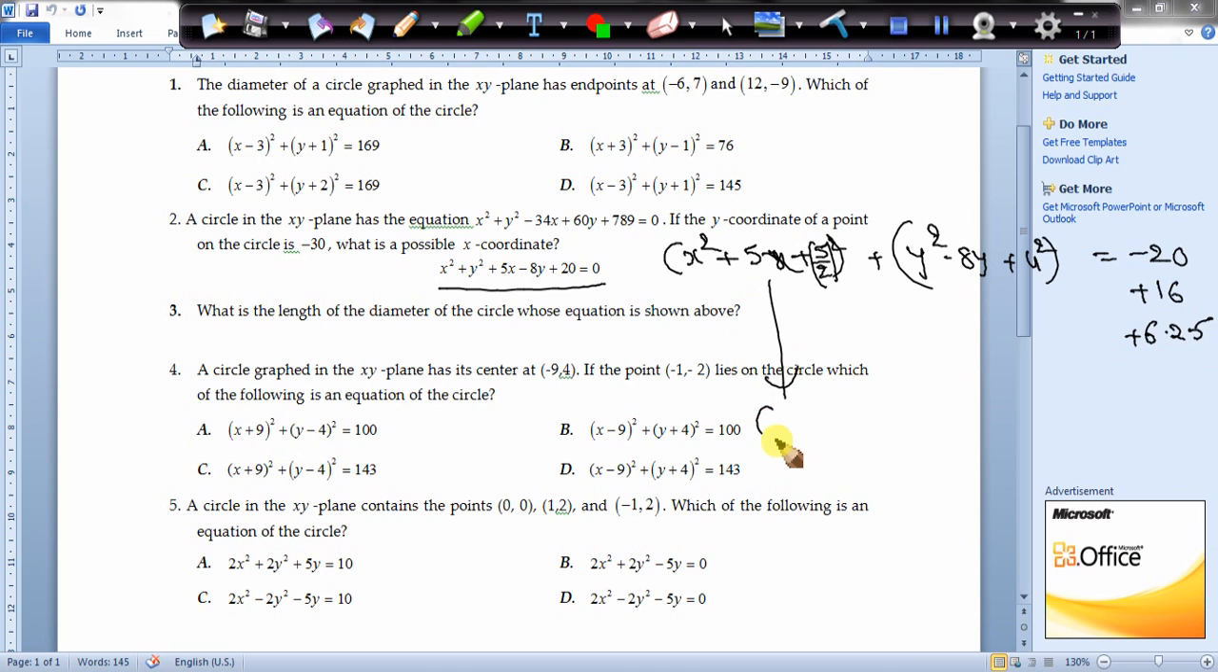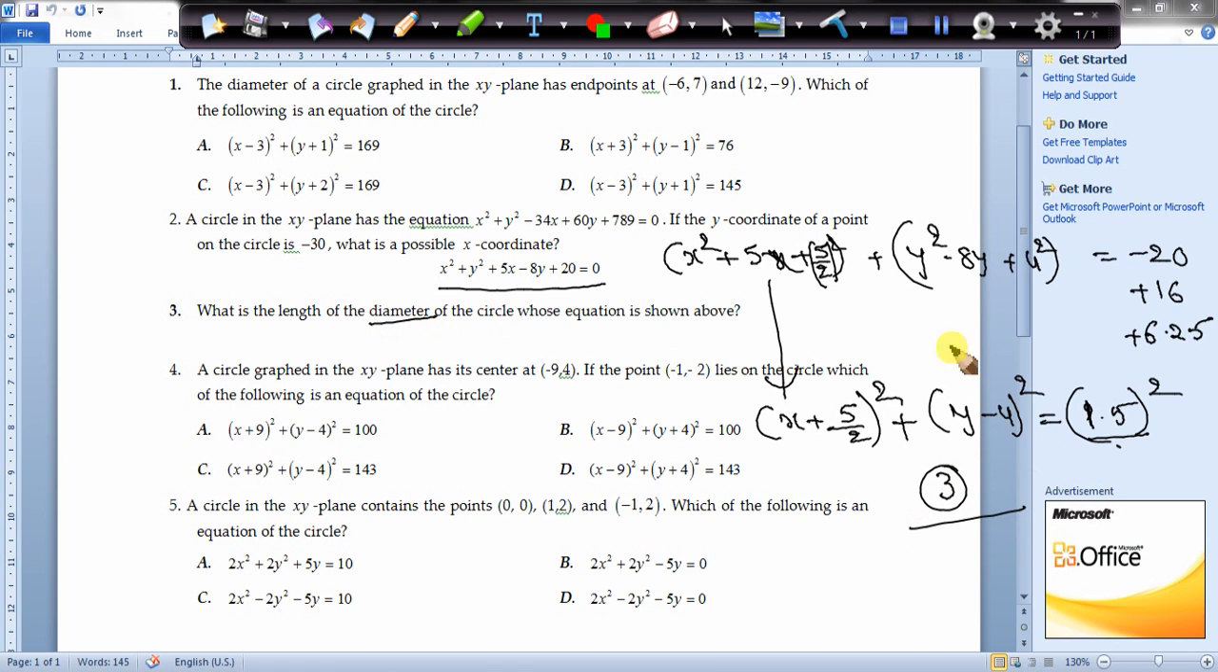So this becomes x plus 5 by 2 whole square plus y minus 4 whole square is equal to 22.25 minus 20, which is 2.25, which is 1.5 whole square. So the radius is 1.5, but they are asking for the diameter. Diameter is 2 times radius, so diameter should be 3. Hence 3 should be the answer.